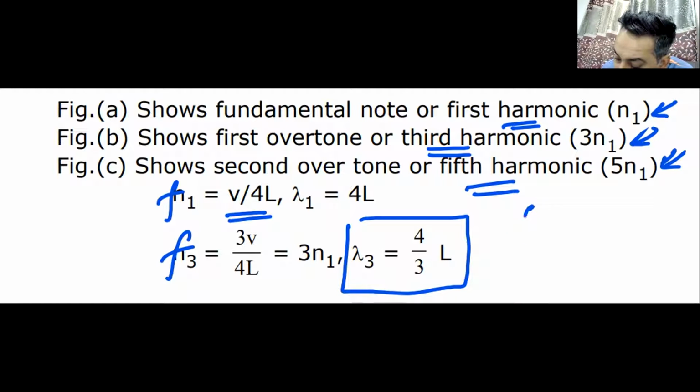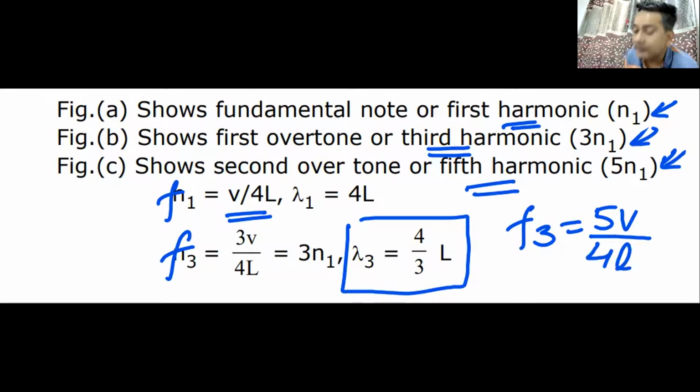I've written F3. F5 will become 5V by 4L. In this case, lambda 5 will become 4L by 5. Do we understand this? Yes or no? I'll give you time to note this down.